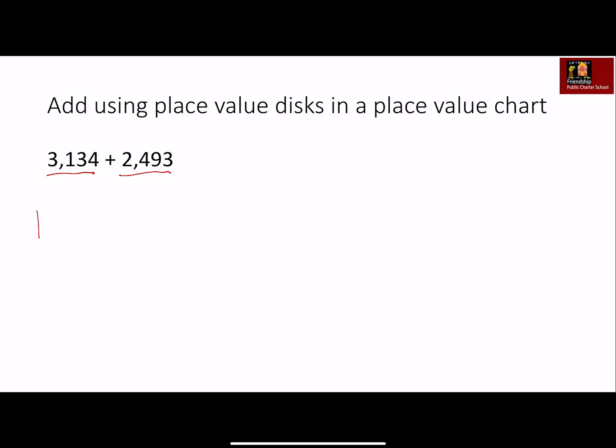So what we would do is draw a rectangle. Because I have two parts or two add-ins, I'm going to break that rectangle up into two equal parts. And then I'm going to write in 3,134 and then 2,493. So now what I want you to think about is what is the unknown? What's missing? Well, what's missing is the whole or the total. And our whole and total go up top.